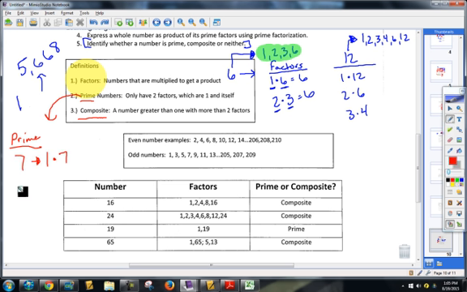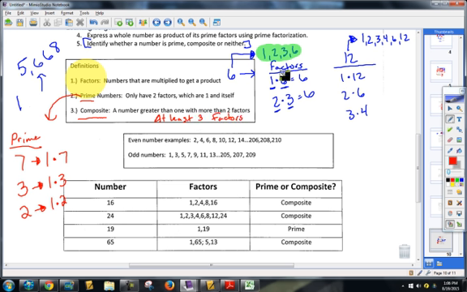Another example of a prime number, 3. Because the only way I can get to 3 through multiplication is by doing 1 times 3. The number 2, the only way I can get to 2 is by doing 1 times 2. So that's what a prime number is. Well, if that's a prime number, then a composite number is a number greater than 1 with more than 2 factors. So in other words, it has at least 3 factors. Okay?